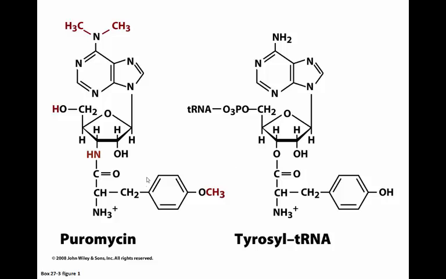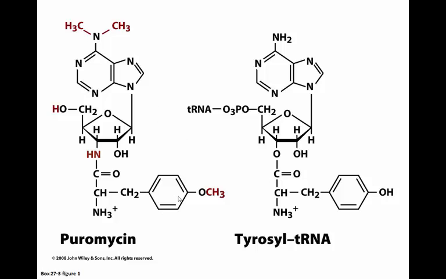Puromycin's claim to fame is it looks like the acceptor arm of a transfer RNA. So here's a transfer RNA. So here's the transfer RNA part. Here's a phosphodiester bond to the adenine that's part of the CCA on the 3' end. Here's the ester bond between the 3' OH group and the amino acid tyrosine. So this is the tRNA that carries tyrosine. And then over here somewhere is the anticodon.